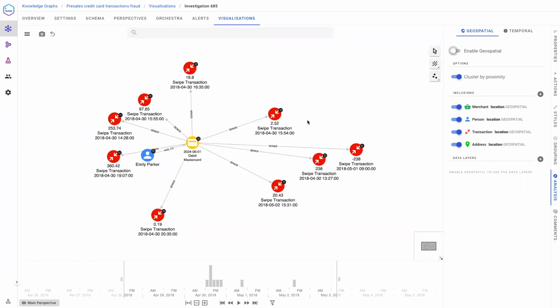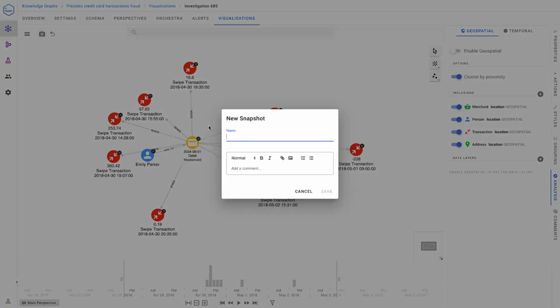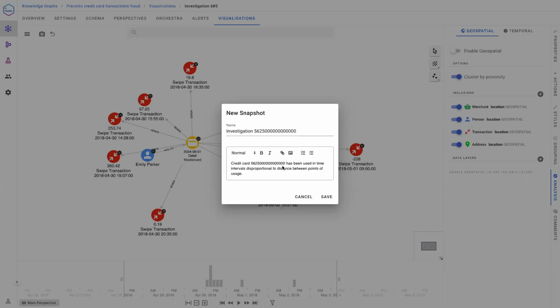Now, since the customer called, the credit card is already blocked. Action has already been taken. What I would like to do now is take a snapshot of this, just in case I need it later. It could be that I want to return to this, show it to somebody, or maybe I call it investigation, or maybe I need it as proof later in a court case or something like that. So I take a snapshot, note down what I found, and save it.